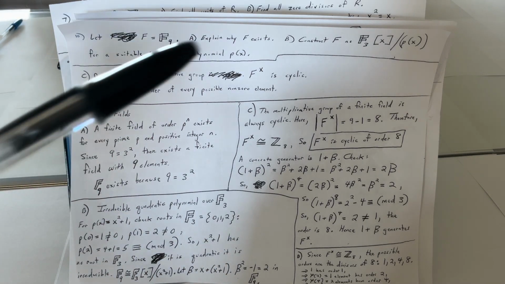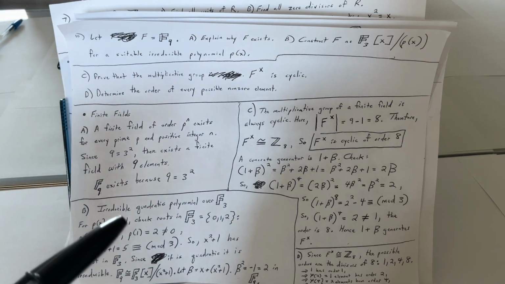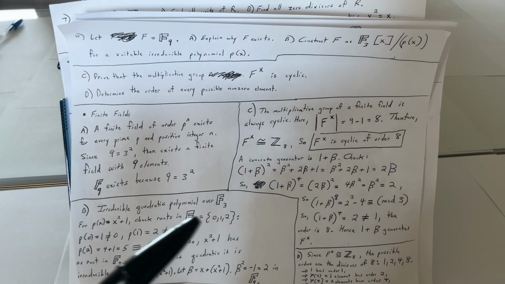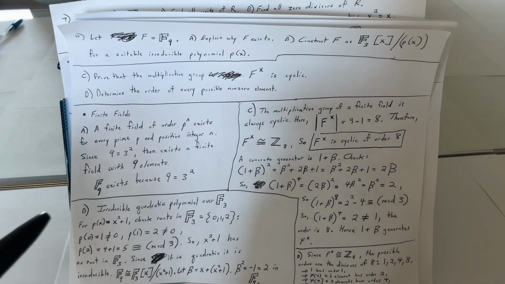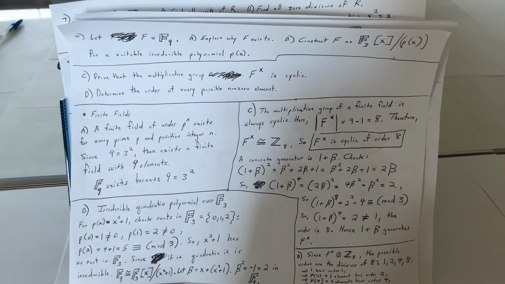Okay, part B, construct this F as the following. Well, part B, an irreducible quadratic polynomial over F_3. For p of x equals x squared plus 1, we check the roots in the F_3 set 0, 1, 2. p of 0 equals 1, which cannot equal 0. p of 1 equals 2, which cannot equal 0. p of 2 equals 4 plus 1 equals 5, which is congruent to 2 mod 3. So x squared plus 1 has no root in F_3. Since it is quadratic, it is irreducible.